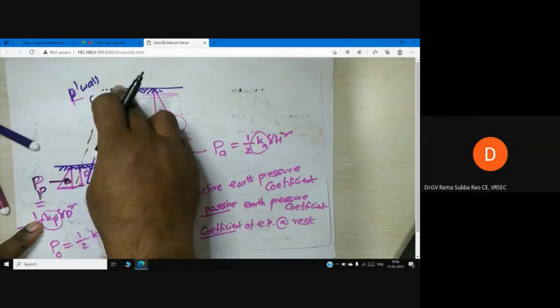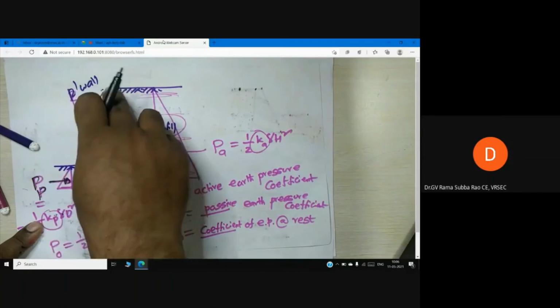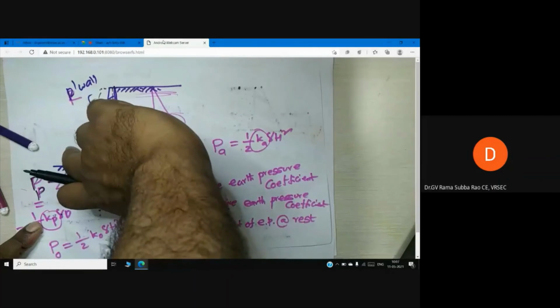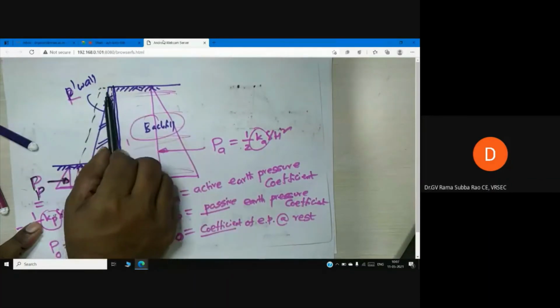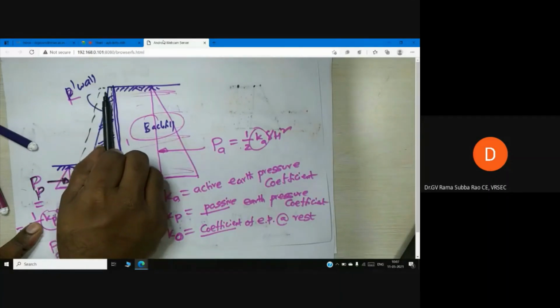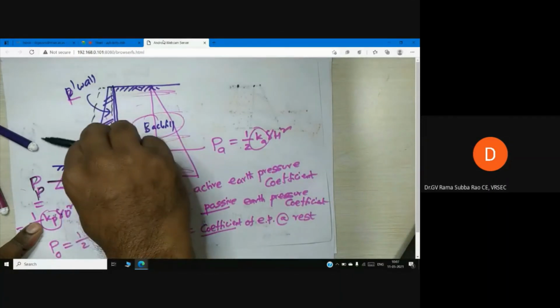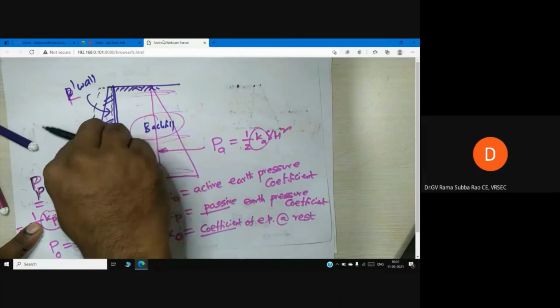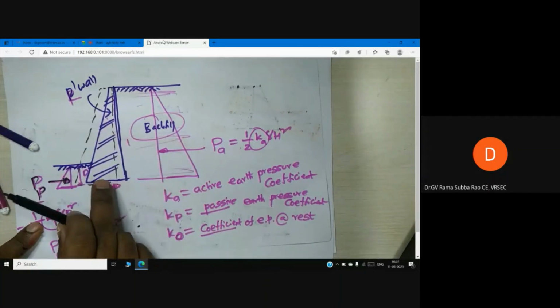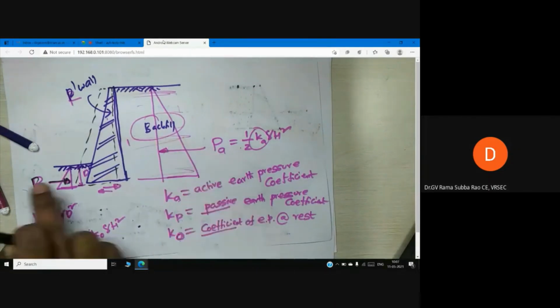This may be in sliding. This may be in overturning. Sometimes it may overturn. You can see my graphics. Overturning means, you see, this is the wall. It may slide like this, or it may overturn like this. So that's why we need to design the retaining wall with due consideration of active force and passive force.